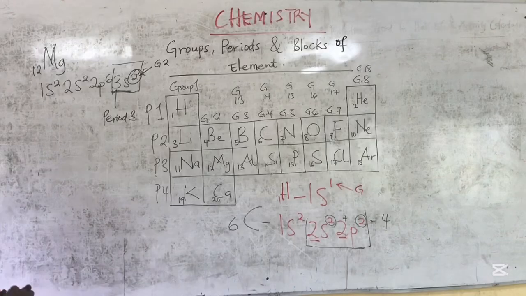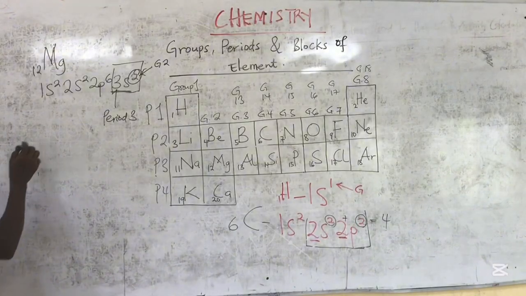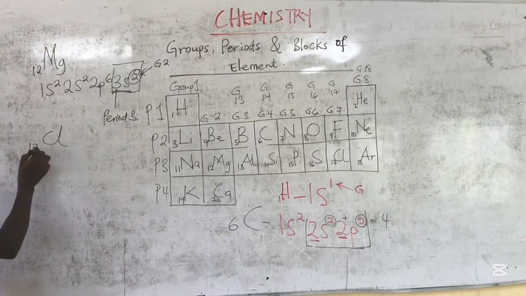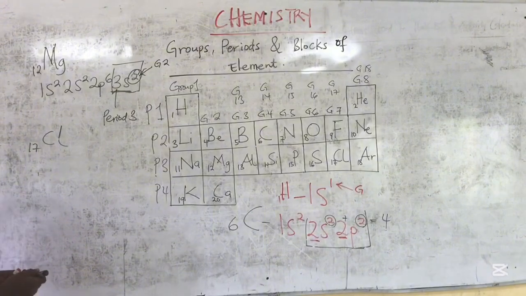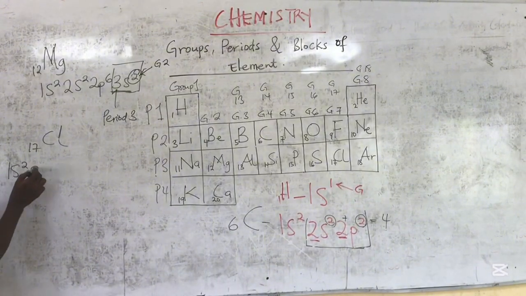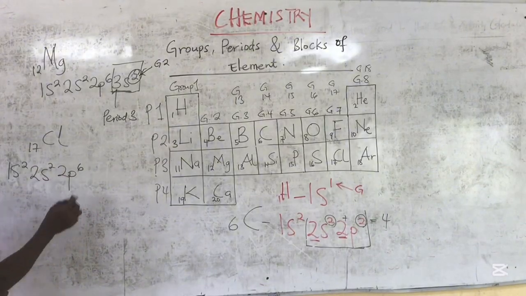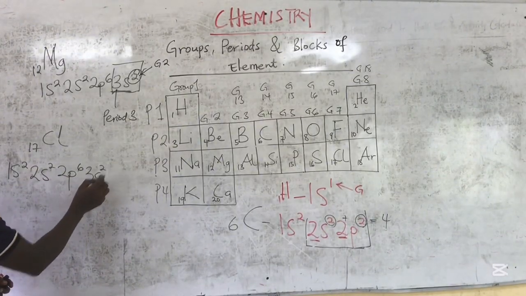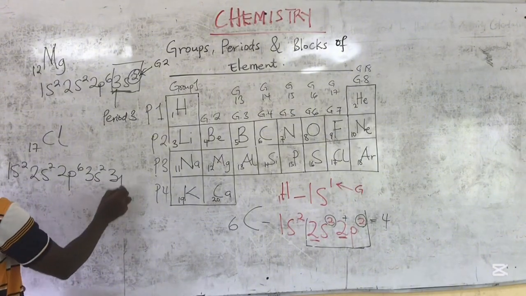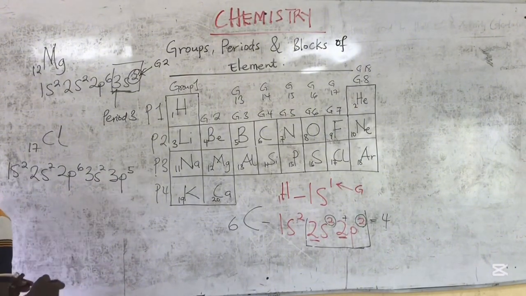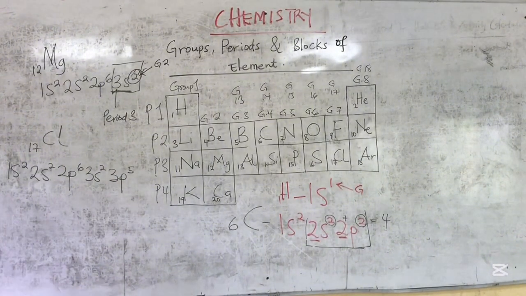Let's consider chlorine, Cl. Chlorine is atomic number 17 on the periodic table. It has a configuration 1s2, 2s2, 2p6, 3s2, 3p5. So this is a configuration for chlorine. Is that okay?